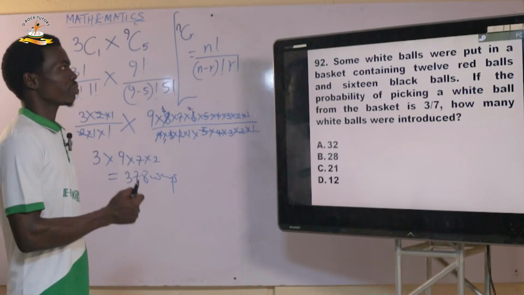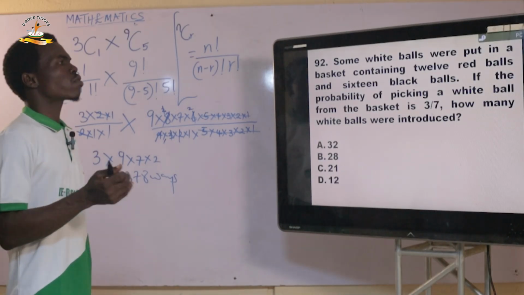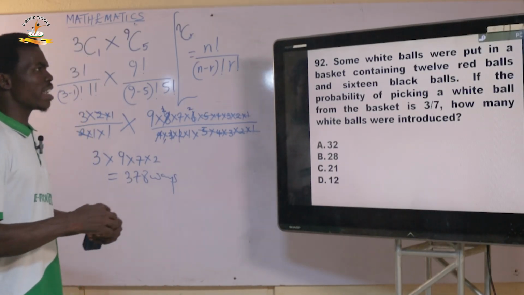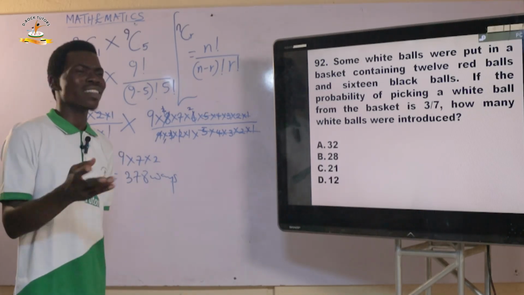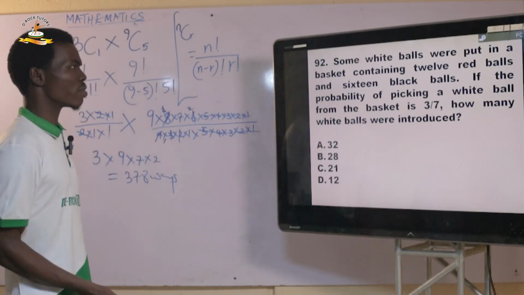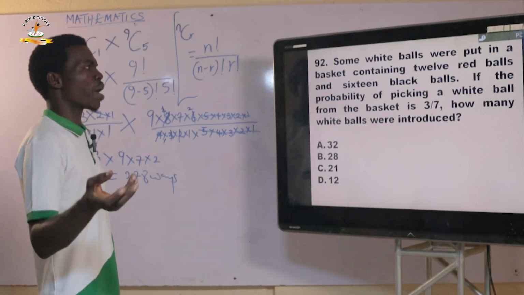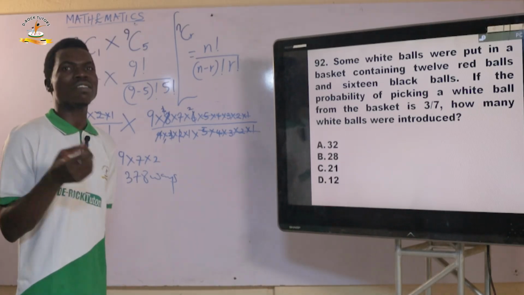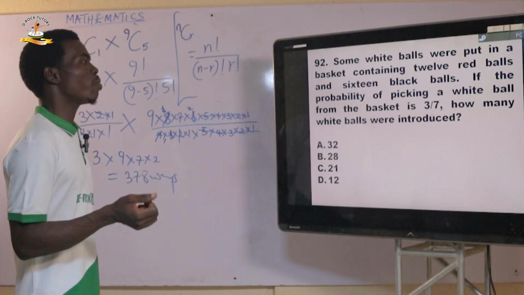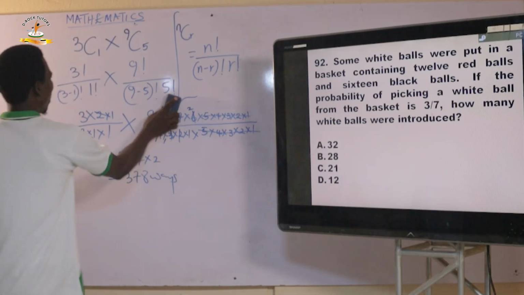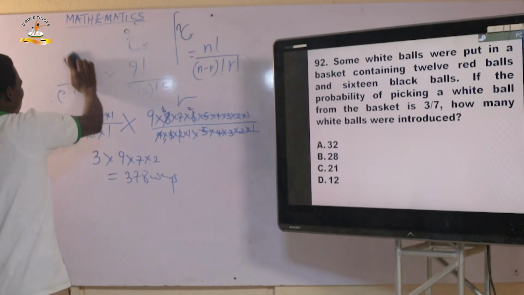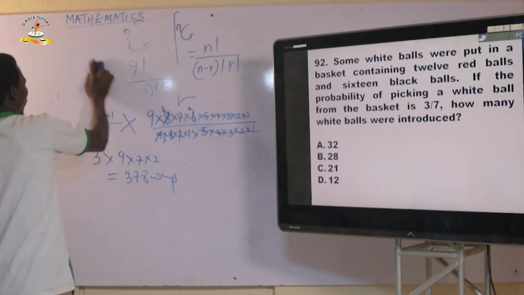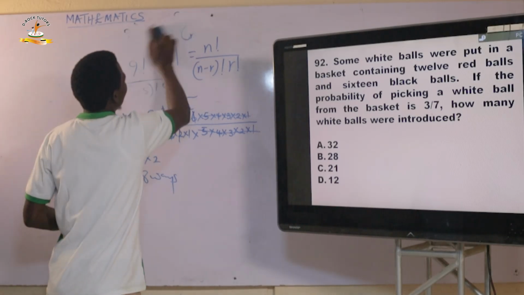Next question. Alright, question 92. Some white balls were put in a basket containing 12 red balls and 16 black balls. If the probability of picking a white ball from the basket is 3/7, how many white balls were introduced? It's a problem on probability again, and we have to do justice to that.